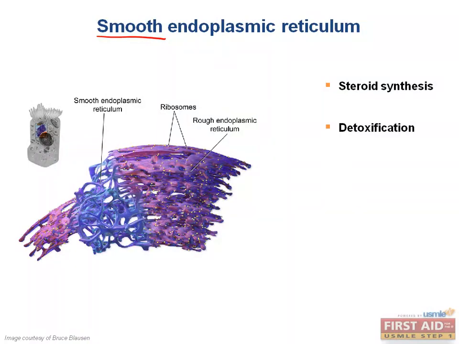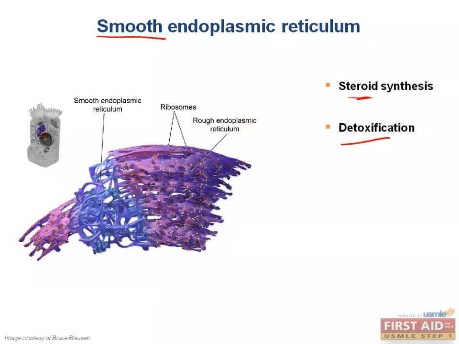What cells produce lots of steroids and therefore have lots of smooth ER? This could be hepatocytes, gonads, and the adrenal cortex. And what about detoxification of poisons? That would also be hepatocytes.